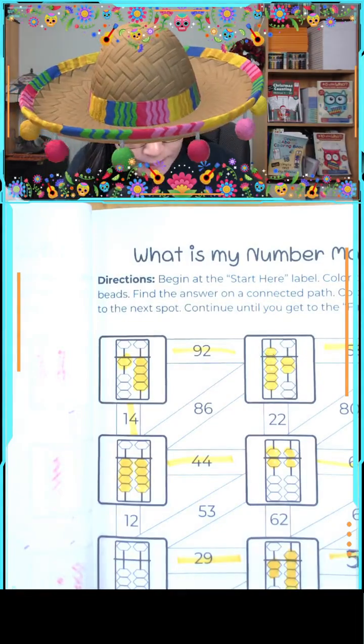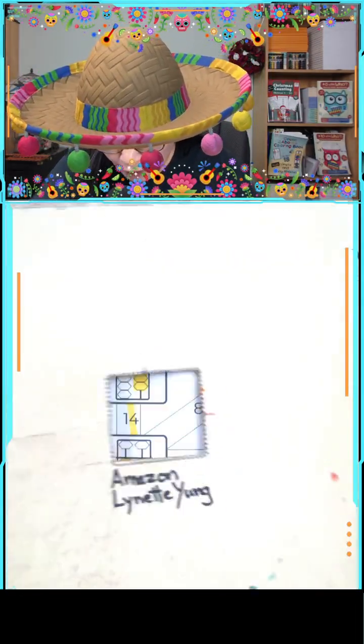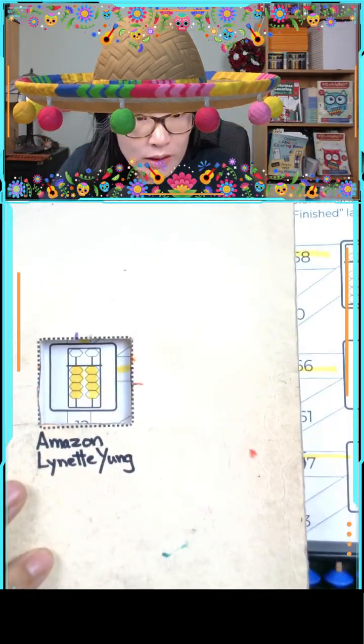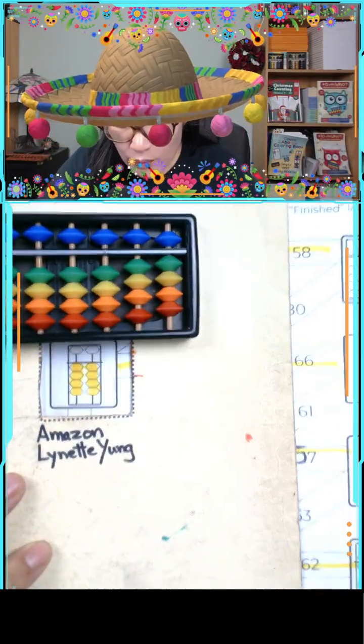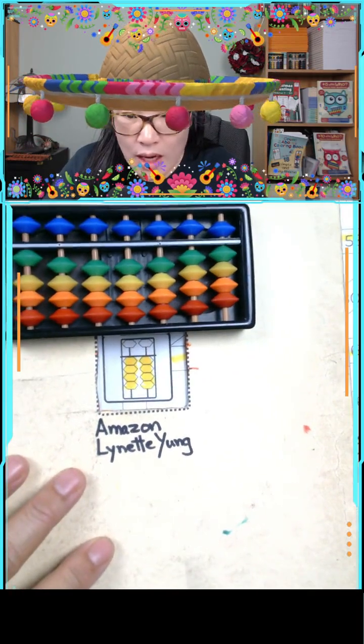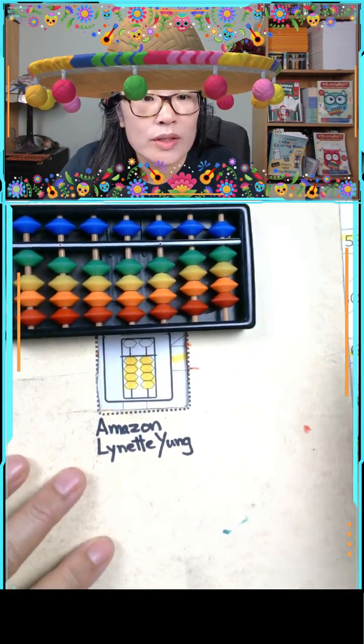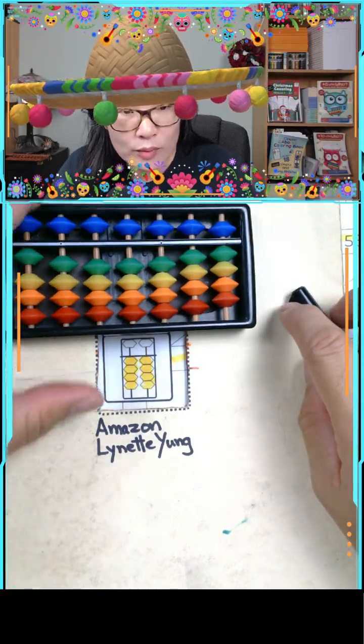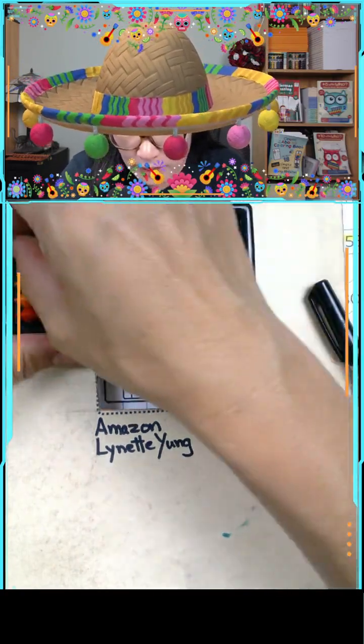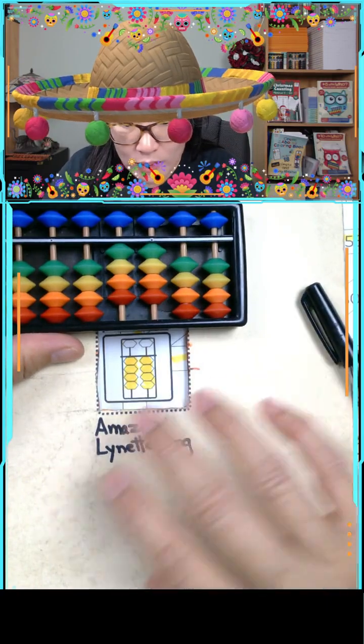Okay, so we're gonna continue on. So we had 14. And then we're gonna continue on. We have our next number. And what we're doing is we're learning how to read the abacus. After we learn how to read the abacus, we'll go into understanding how to add, subtract, multiply, and divide. And so we have our next number. What number is this?